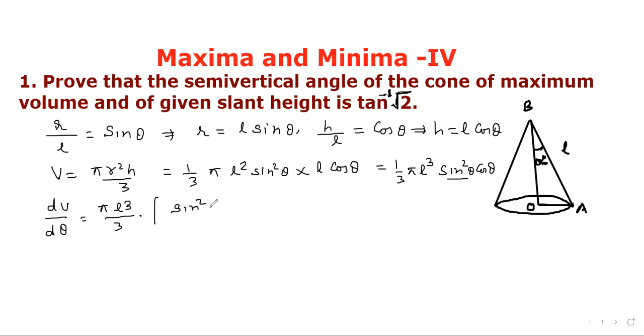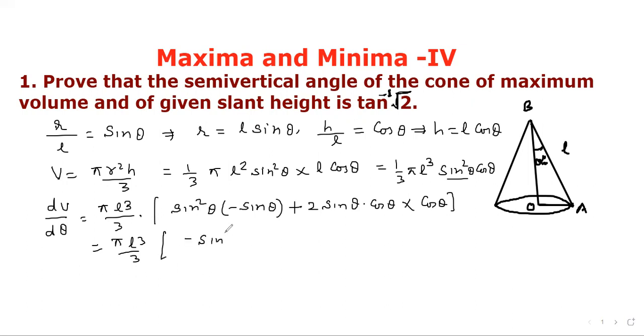Sine square theta into the differentiation of cos theta gives minus sine theta. Then plus differentiation of sine square theta will give 2 sine theta cos theta times cos theta. From here, we can write pi L cube by 3 times minus sine cube theta plus 2 sine theta cos square theta.